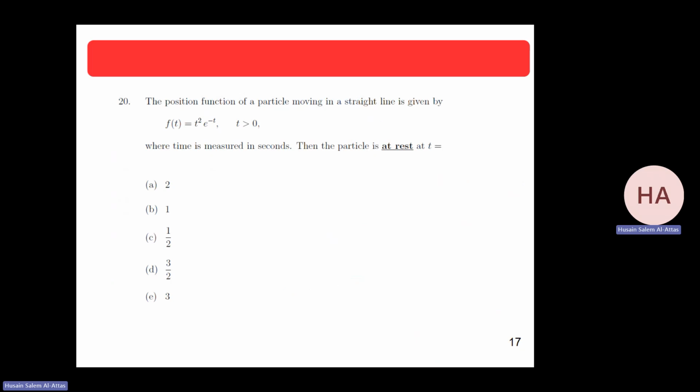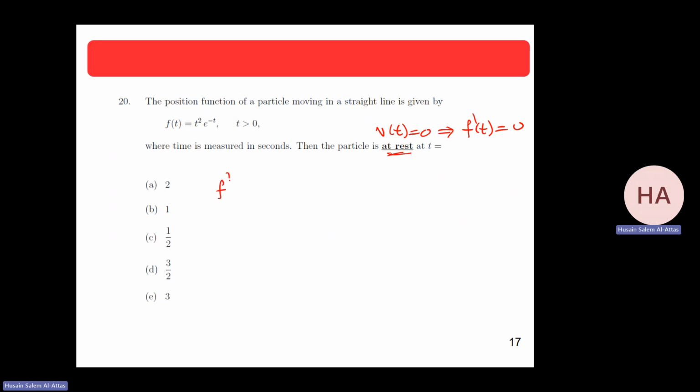Next question. The position function of a particle moving in a straight line is given by this. So it's the product of two functions, where time is measured in seconds. Then the particle is at rest. What is the meaning of at rest? It means the velocity is 0. And what is the velocity? S prime, or f prime at t, since the position function is f. So f prime at t equals 0. So I need to find the derivative. I need the product rule to do that and make it equal to 0.